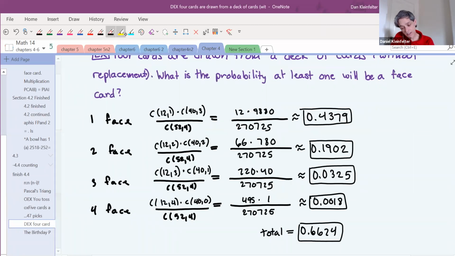When there's one face card, there are 12 total face cards in a deck of cards, right? So out of the 12 face cards, 1 is chosen. And then out of the 40 non-face cards, right? There are 52 total cards. If 12 are face cards, 40 are not. So here we're going to pick 1 face card and 3 that are not. In the second row, there are 2 face cards and 2 that are not. In the third row, 3 face cards and 1 that is not. And in the last row, 4 face cards and 0 that are not.